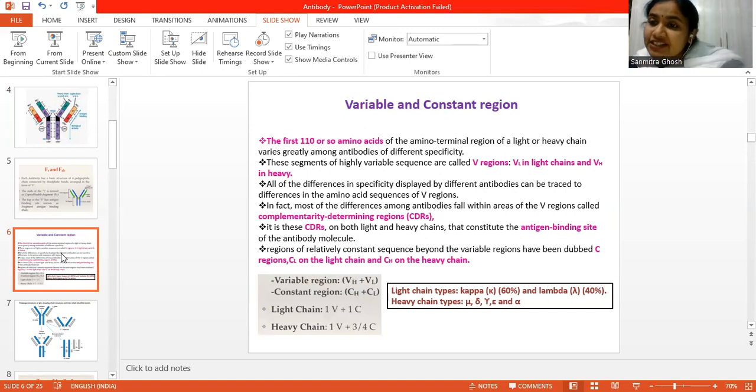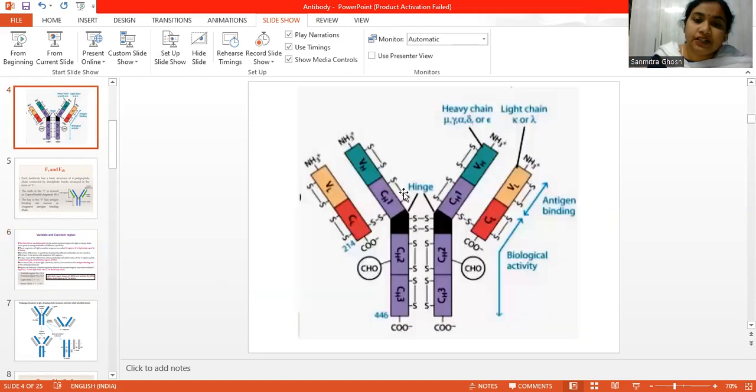And in the heavy chain, we have one variable region, no doubt, but based on the structure of the antibody, based on the amino acid sequence that is present in this particular junction, which has been marked as black over here. Based on the amino acid sequence over here, these constant regions can be either 3 in case of the immunoglobulins, or it can be 4. So it can be either CH1, CH2, CH3, or it can be CH1, CH2, CH3, CH4.